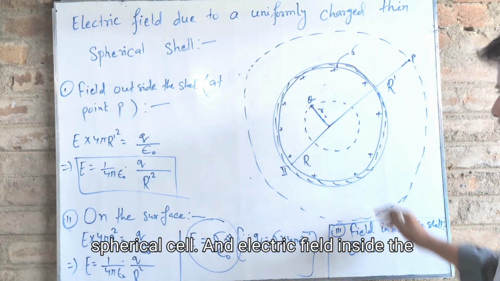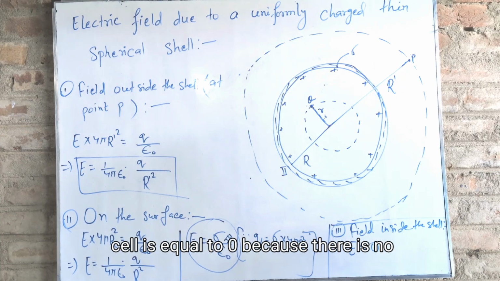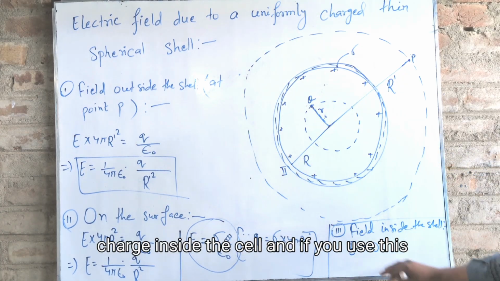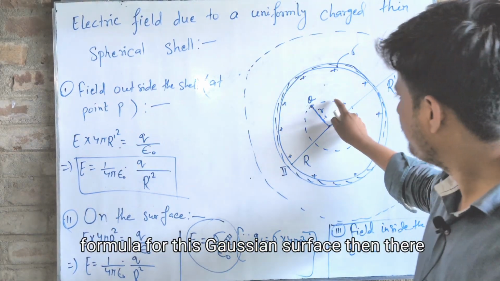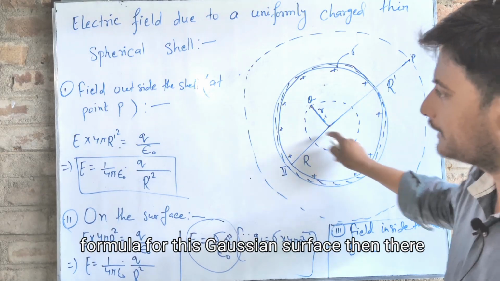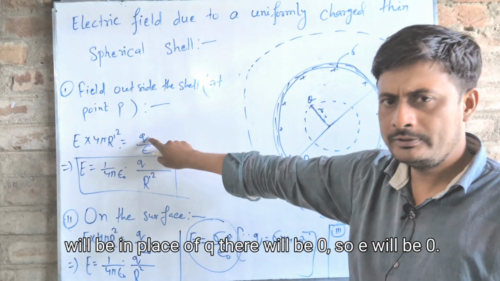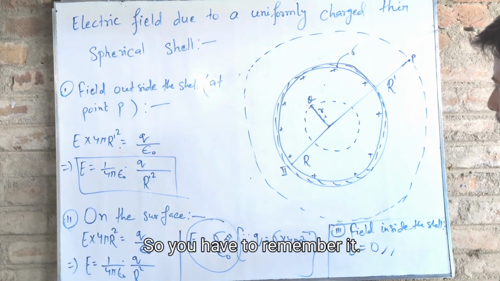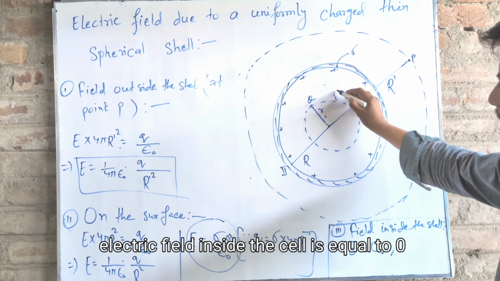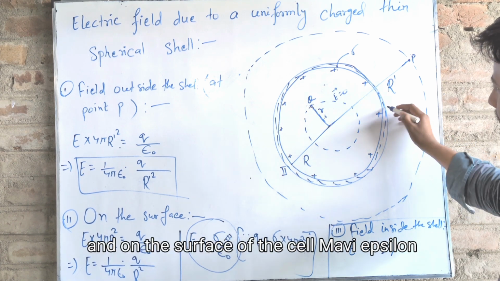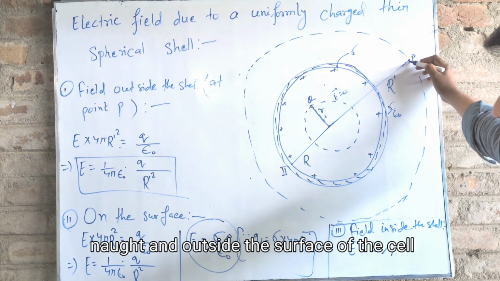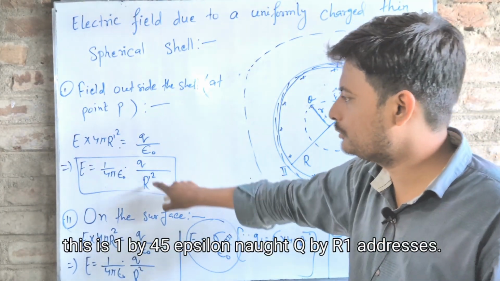And the electric field inside the shell is equal to 0 because there is no charge inside the shell. If you use this formula for this Gaussian surface, then in place of Q there will be 0, so E will be 0. So you have to remember it. Electric field inside the shell is equal to 0, on the surface of the shell it is sigma by epsilon naught, and outside the surface of the shell it is 1 by 4 pi epsilon naught Q by r dash square.